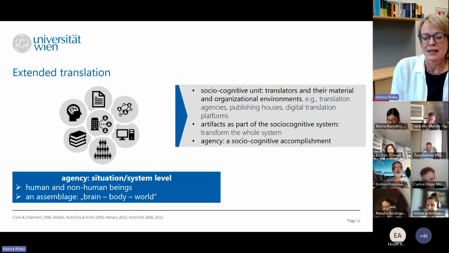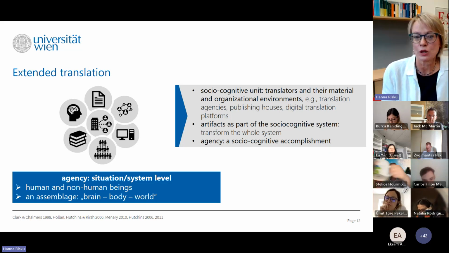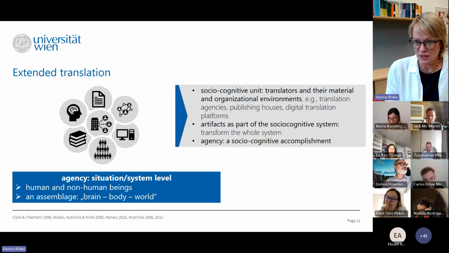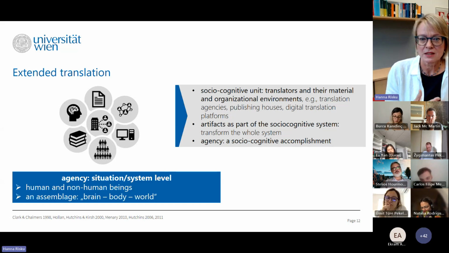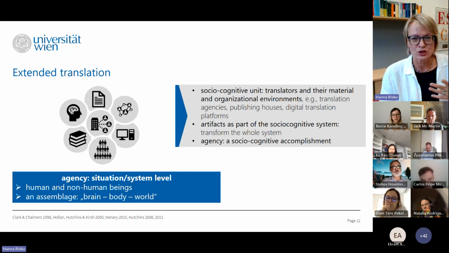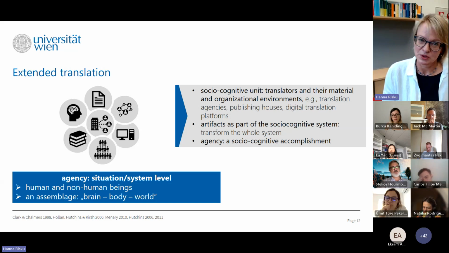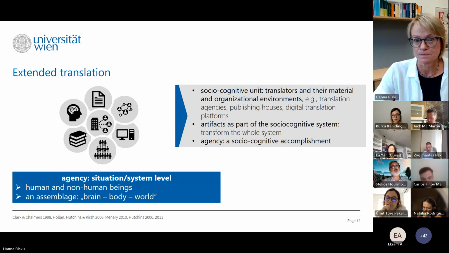So this extended translation approach assumes socio-cognitive processes even when there is no explicit collaboration between translators and other actors. So it's not, in that sense, the collaborative translation approach. The decision-making unit is a system of neural, bodily, social, technical elements, and all those contribute to the agency of this heterogeneous system as a whole.